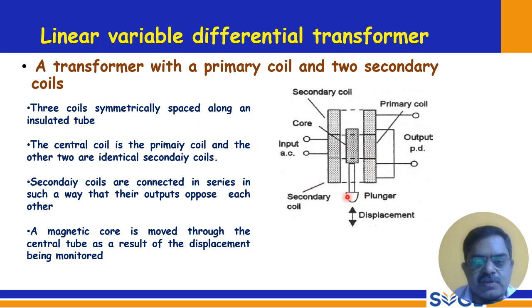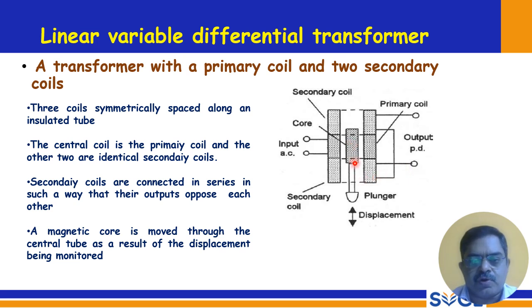So this is the construction of the LVDT. You have AC input, you have secondary coils and you have the primary coil. These are the two secondary coils. This is one secondary coil and this is another secondary coil, and in the middle is the primary coil. So input is given to the primary coil and output is taken from the secondary coils. So that is the construction, a very simple construction.